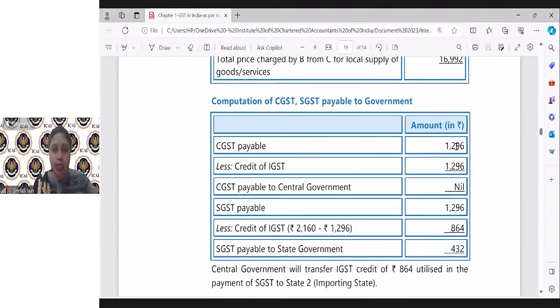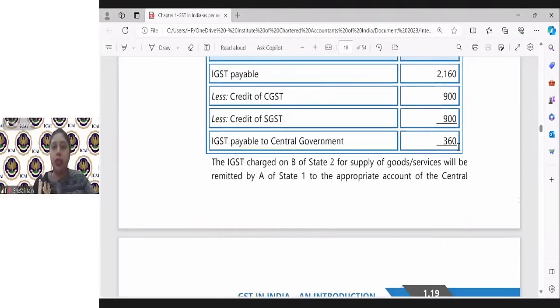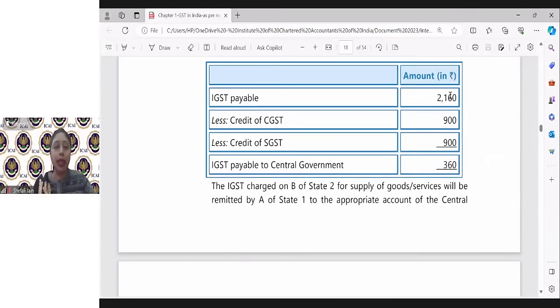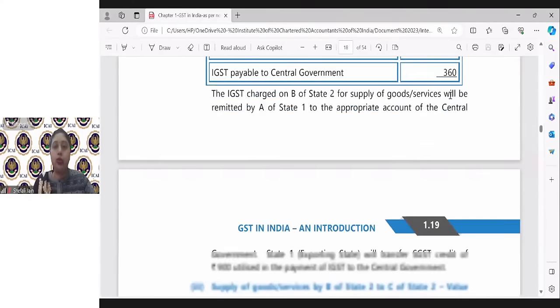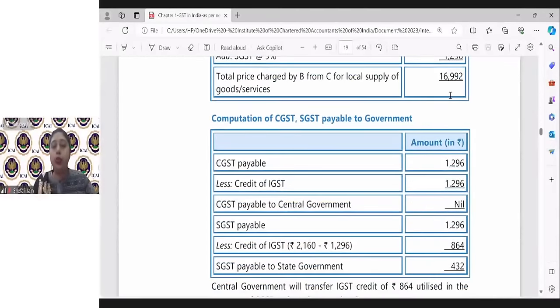Now in this case, what we have done is we have utilized the IGST credit for CGST. In fact, this is what ITC provisions also say, but don't go into that. You just remember that we have used IGST credit of 1296 for CGST. So CGST amount becomes nil because we had an IGST credit of 2160 in the earlier case. This was the entire IGST which was paid. So the credit of 2160 was available with B, and out of that 2160, it used 1296 for payment of CGST.